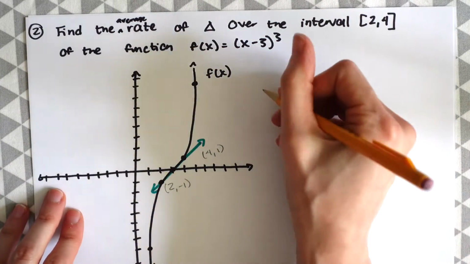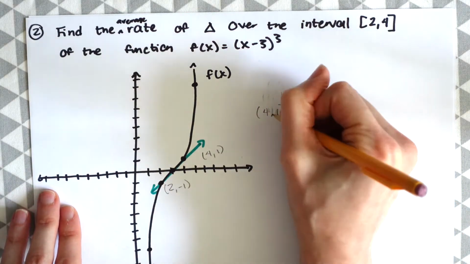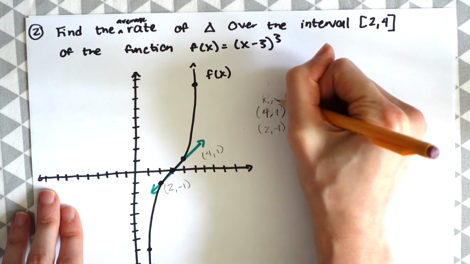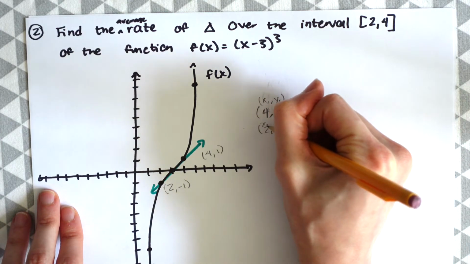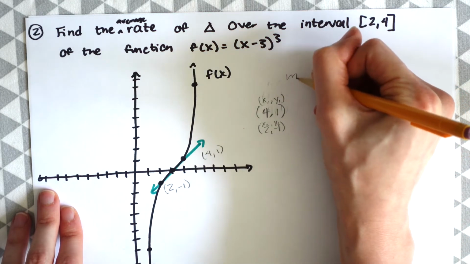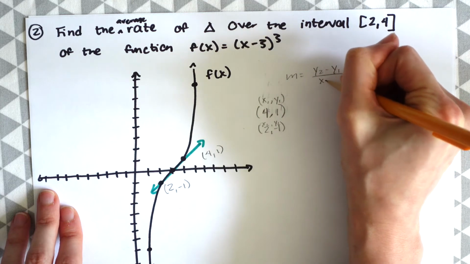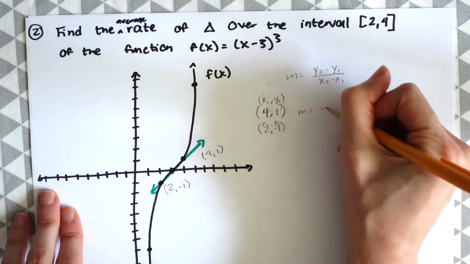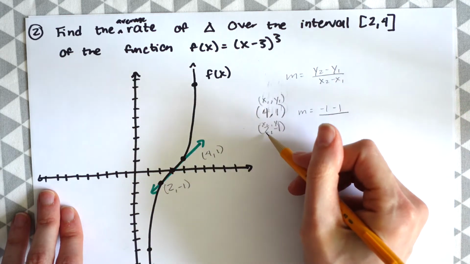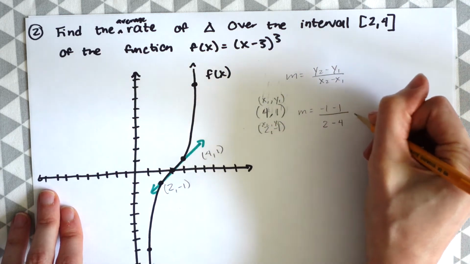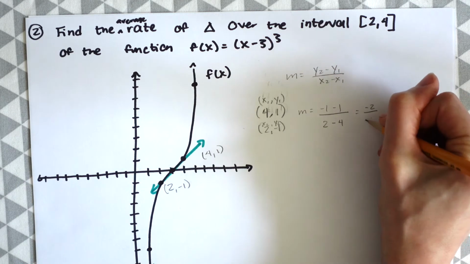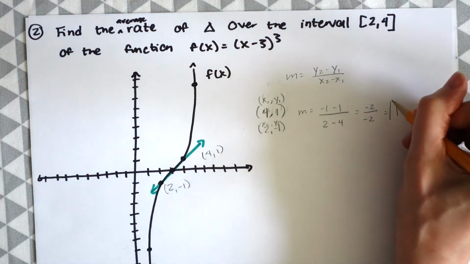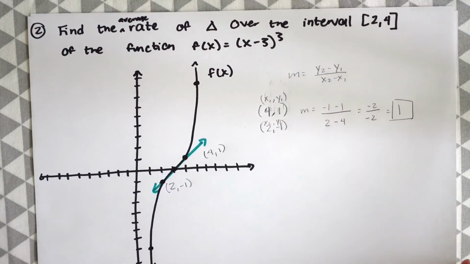And then our coordinate point over here is 4, 1. So now all we need to do is take these 2 points and find the slope. So we'll label this x1, y1 up here, and then x2, y2 down here. And remember, the slope formula we just went over is y2 minus y1 over x2 minus x1. So now we're just going to plug this in. So y2 is 1 minus -1, all over x2, which is 4, minus x1, which is 2. So we end up getting 2 divided by 2, which just gives us an average rate of change of 1. And that's our answer.